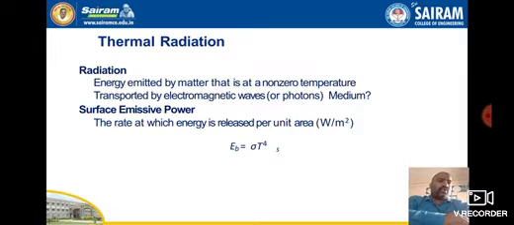So here there is no surface-to-surface contact, but we still feel or receive the heat. That is by a mode of heat transfer, that is radiation.